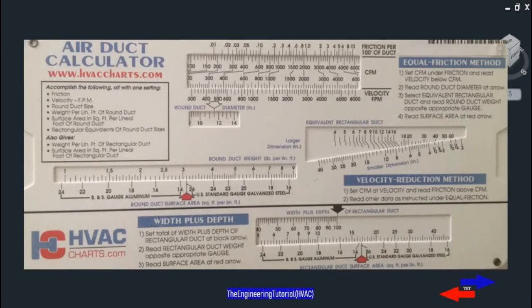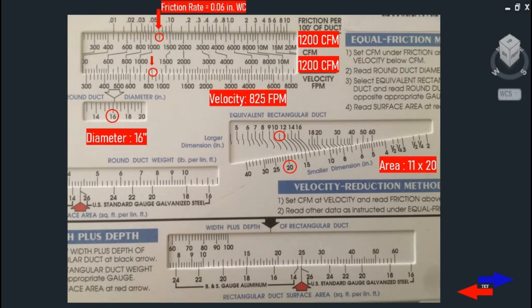So in this example, we're going to use the duct sizer by plotting the amount of CFM for each section of our duct at a friction rate of 0.06 inch of water column. As you can see on the duct sizer at a friction rate of 0.06 for the 1200 CFM, we have a round duct diameter of 16 inches with an air velocity of 825 feet per minute and an equivalent rectangular duct of 11 by 20 inches.